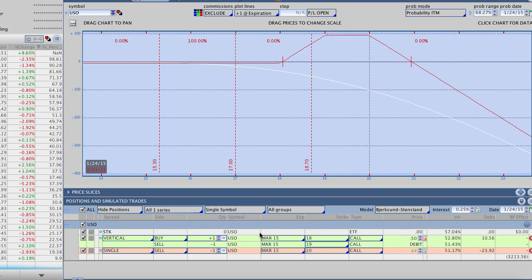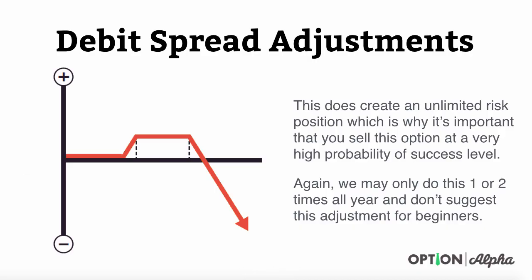So you can see why this is a really good adjustment, but it's very particular for the type of market situation. Again, with these debit spread adjustments, it does create an unlimited risk position. So you just have to be aware of that, which is why it's important that you sell this option at a very high probability of success level.